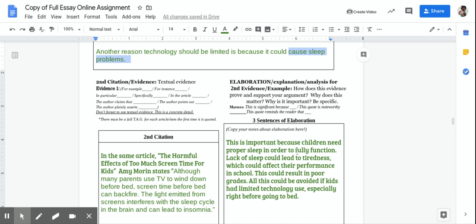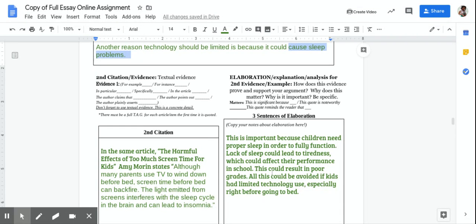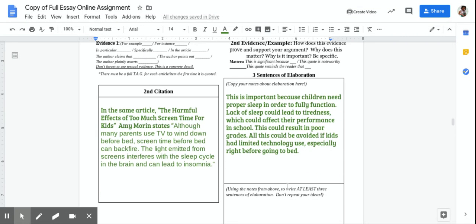So when you're writing the elaboration, you want to ask yourself those questions: why does this matter? Why is that important? That's going to help you elaborate on the importance of the citation. That's essentially what you want to do in elaboration: explain the importance of the quote, the citation, and you want to do it in your own words. There are 2 boxes here, but you only have to do one of them.